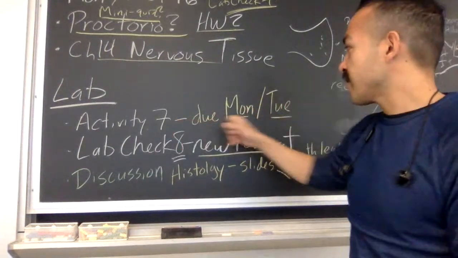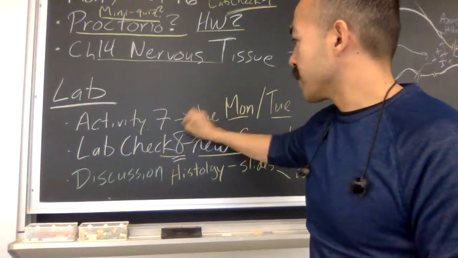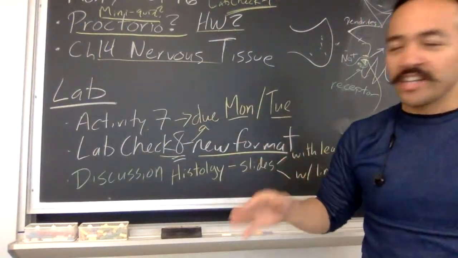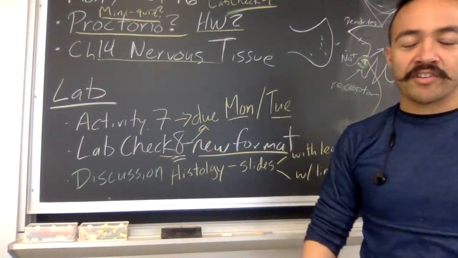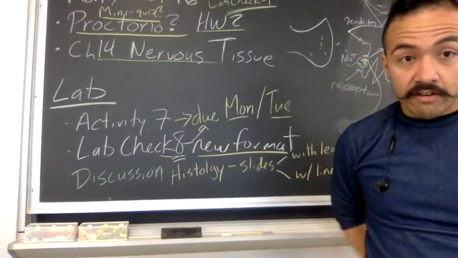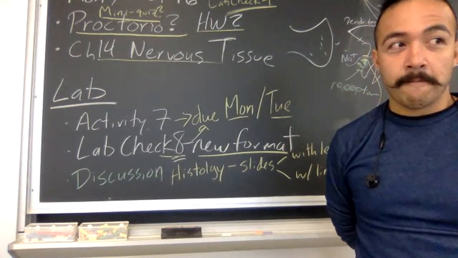But activity 7, do Monday or Tuesday. Lab check 8, also do Monday or Tuesday. And they're both individual-ish, but you're working together for that explanation. We're trying to get info from your lab mates, your virtual lab mates.